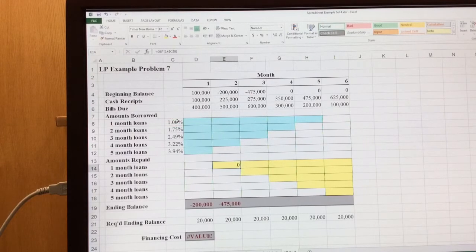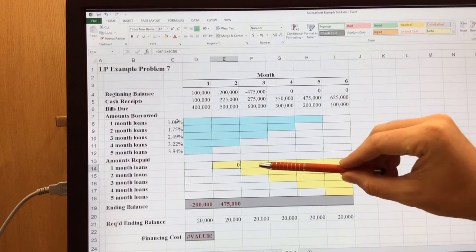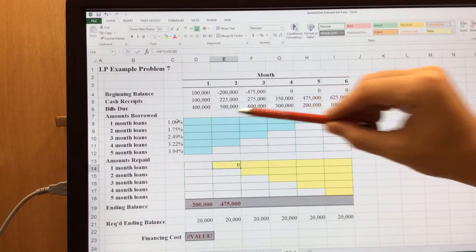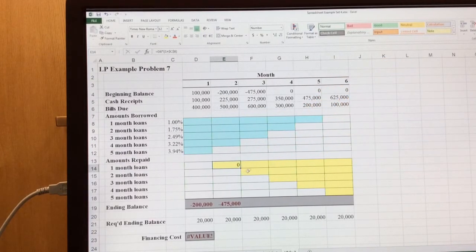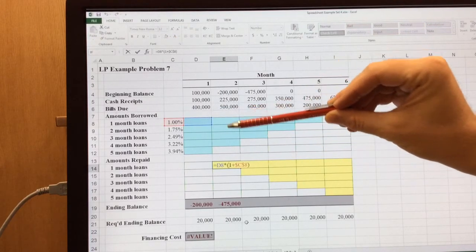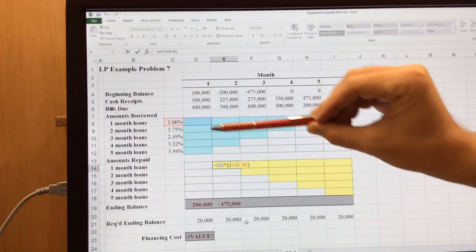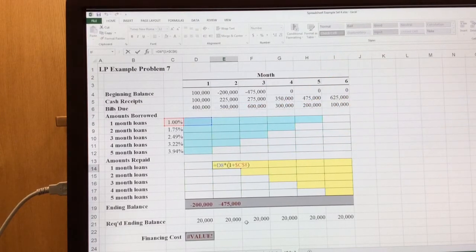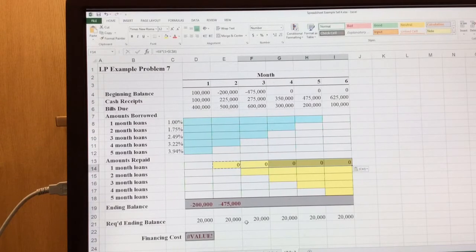Well, let's think about this. In month 3, I also have to pay back the 1-month loan that I took out in month 2. So the reason I anchored it is because I can copy and paste that. What this does here is D8 is the 1-month loan from the previous month, and C8 is always going to tie it to that interest rate. So all I have to do is copy that and paste it across.